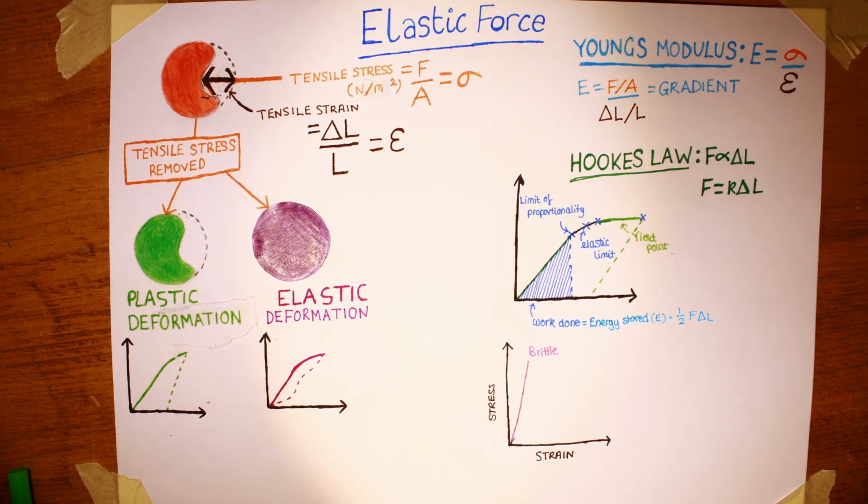Materials can be brittle, where they cannot be permanently stretched and break soon after the elastic limit, or ductile, where they become permanently stretched.